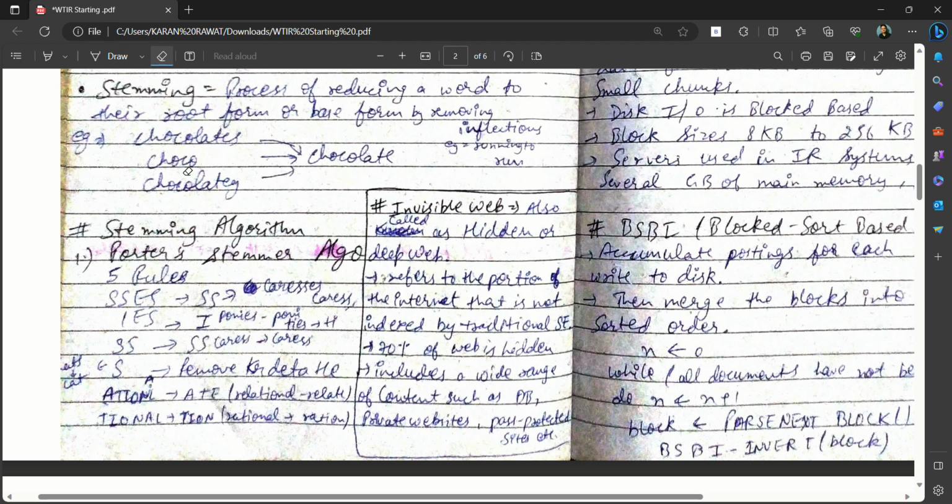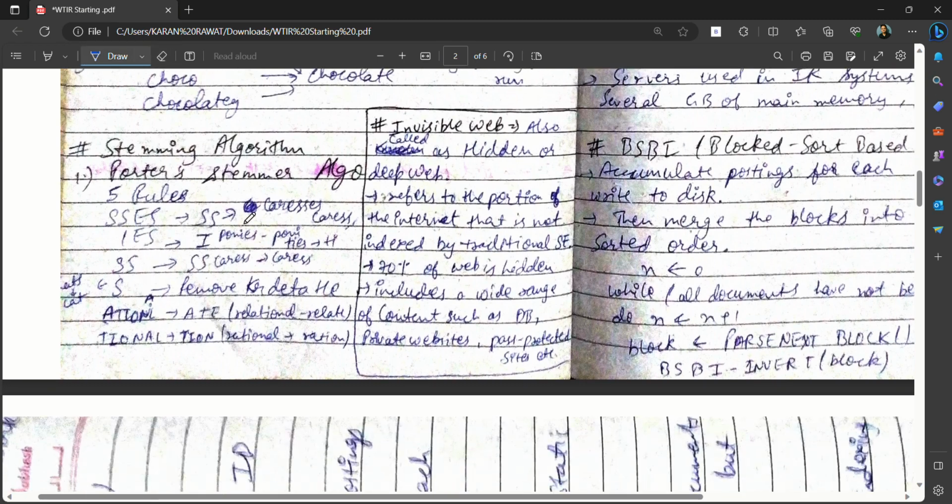Okay, so this Porter's algorithm basically has five rules. We will discuss these five rules. They are very simple, very simple. So see, in the Porter stemmer algorithm, we have five rules.